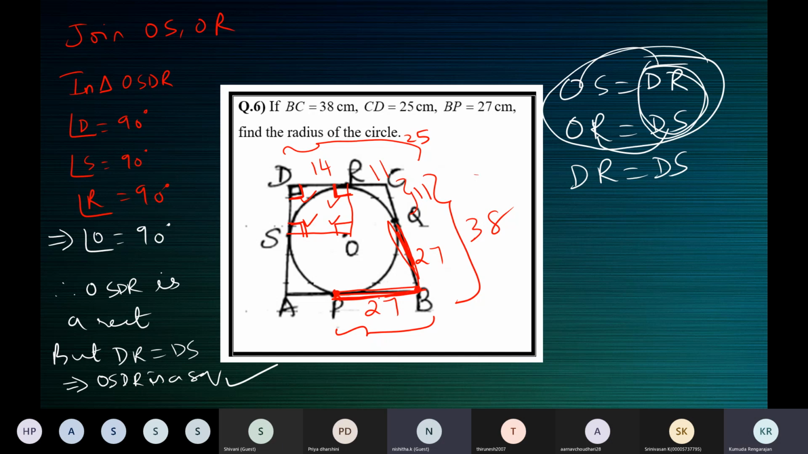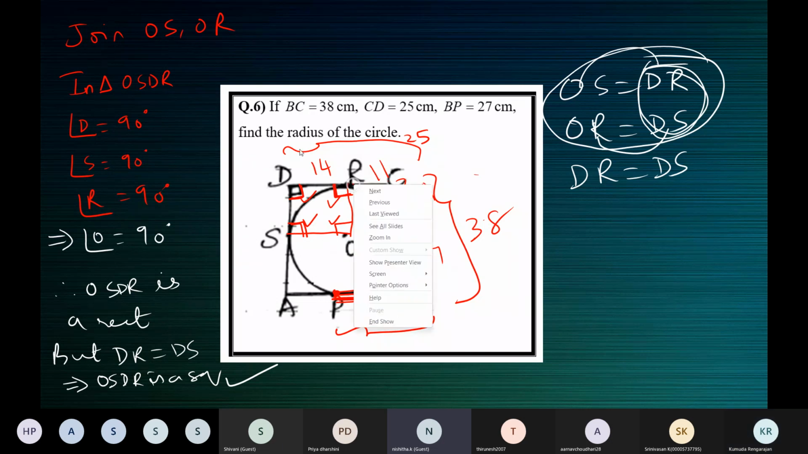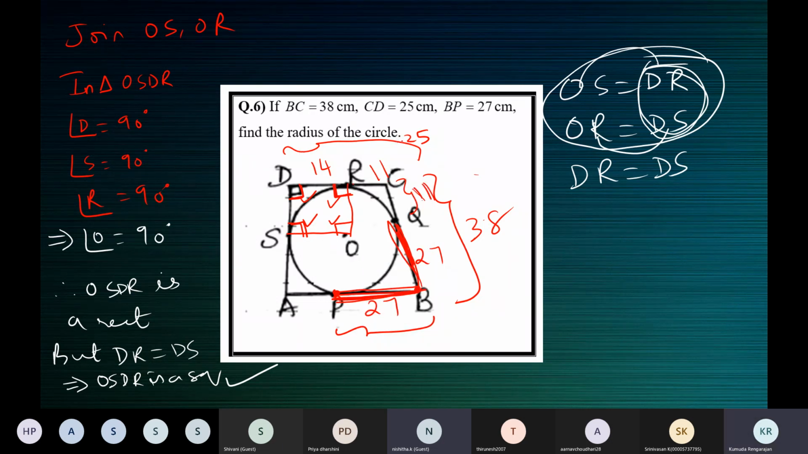BP is 27. That means BQ is 27. So 38 minus 27 is 11. 11 is the remaining part. If this is 11, CR is 11. But the whole thing is 25. So 25 minus 11 will be 14 here, DR.